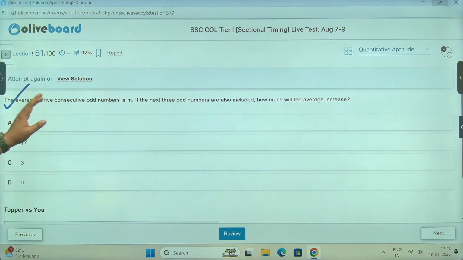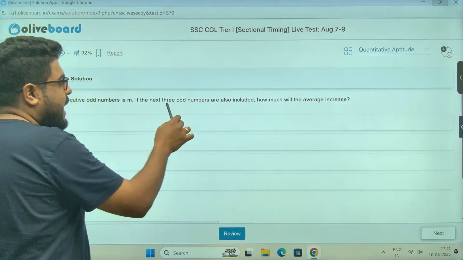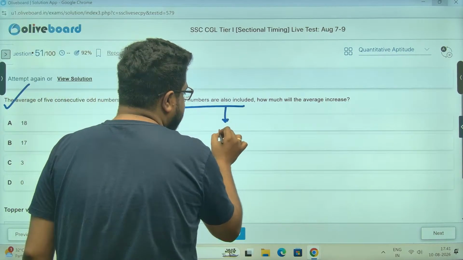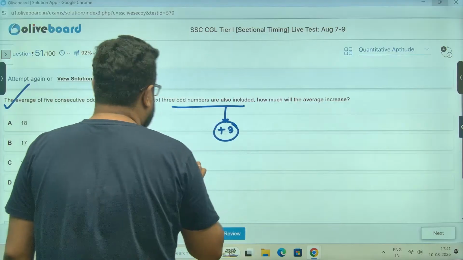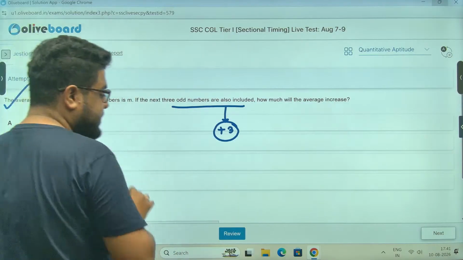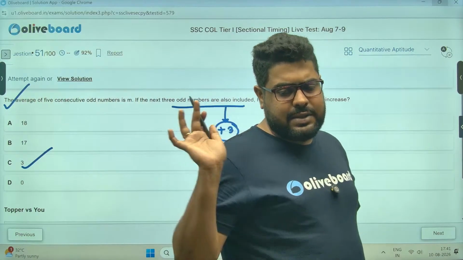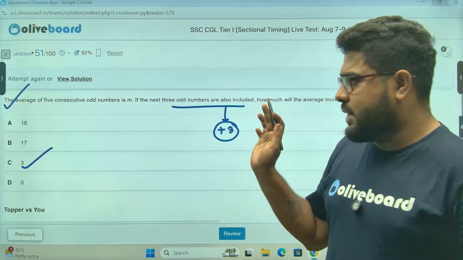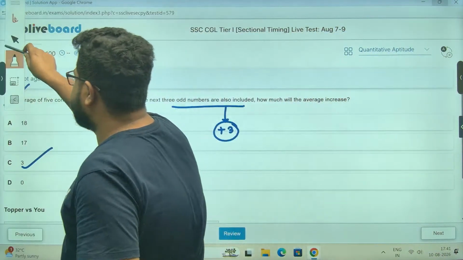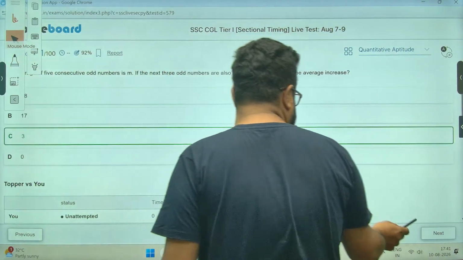The average of 5 consecutive numbers is m. Next 3 are added, it will also increase by 3. We all know this. So my answer, the increment, will be option C, 3. Again, this is an SSC CGL PYQ, so we have done this multiple times. Next one.